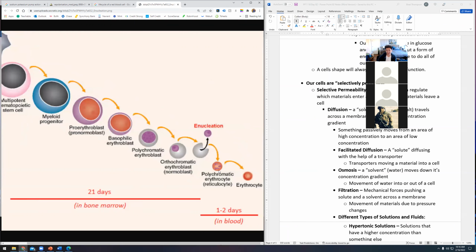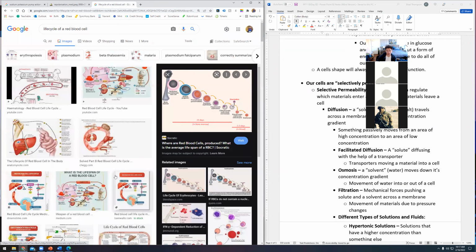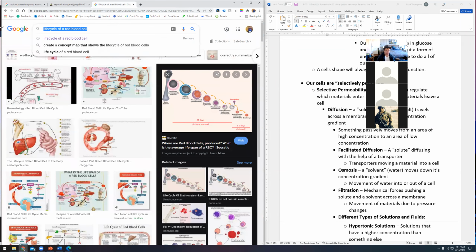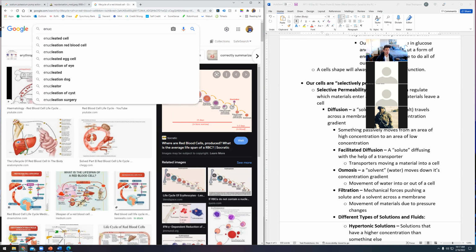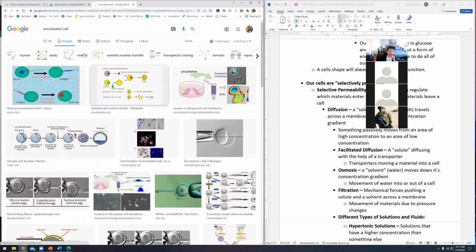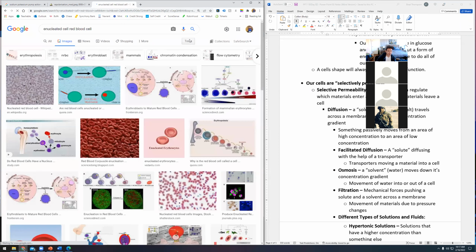And then right at the very end, they'll do what's called enucleation. Basically, your red blood cells, when they're ready to go, spit out all of their organelles. They go bleh, and they spit them out. And so your red blood cell, come on, show me the organelle change.